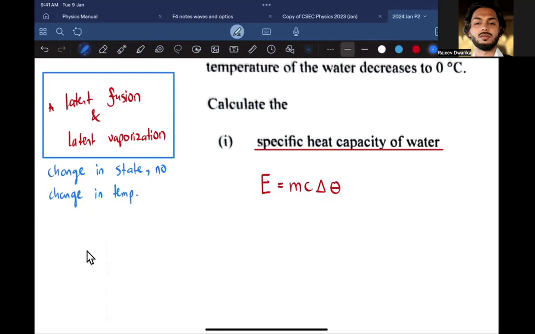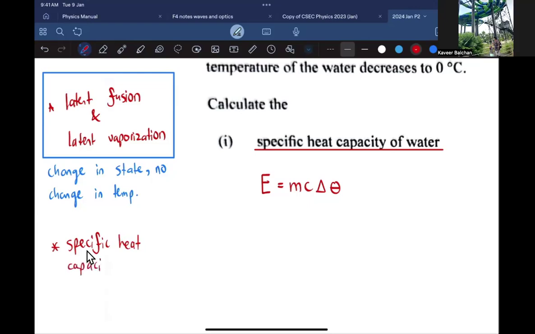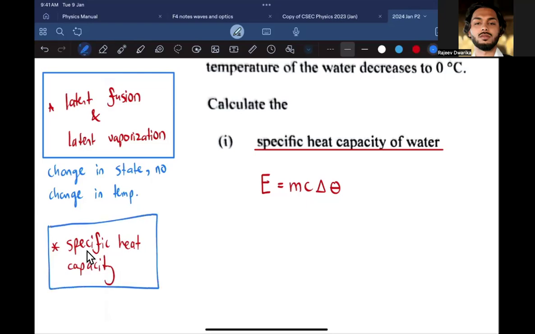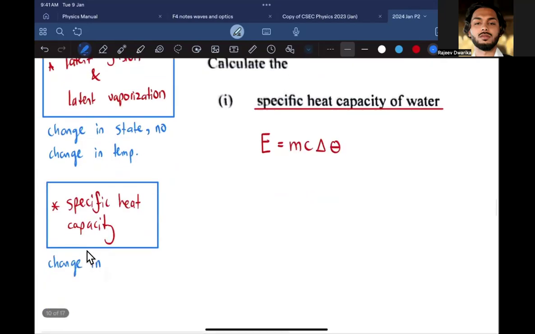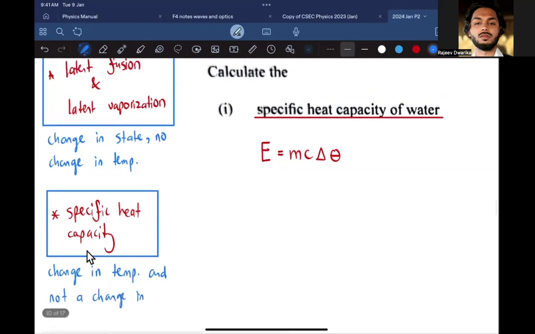Right, Justin, if you see specific heat capacity, what do I mean? There's a change in what? Change in temperature, but no change in state. Right. So a change in temperature and not a change in state.